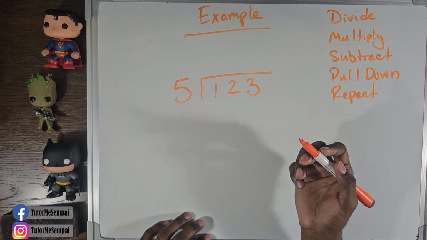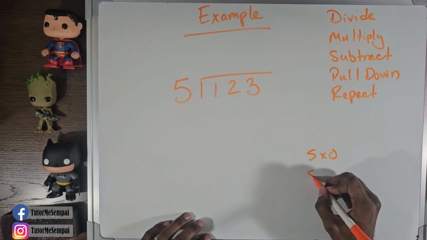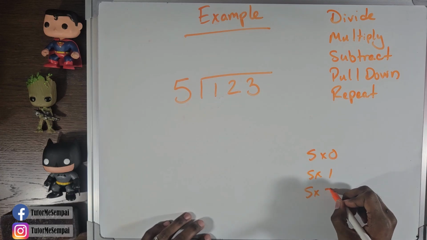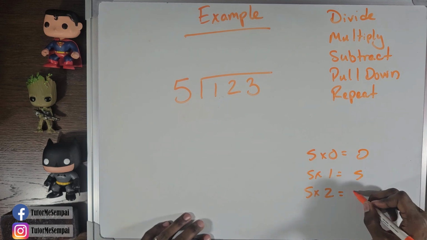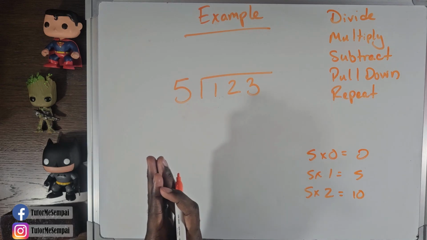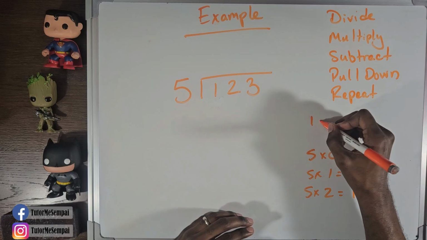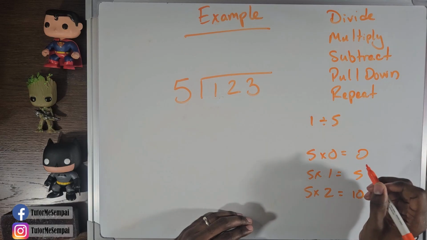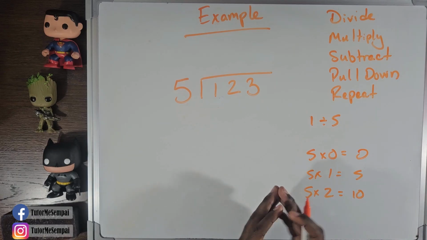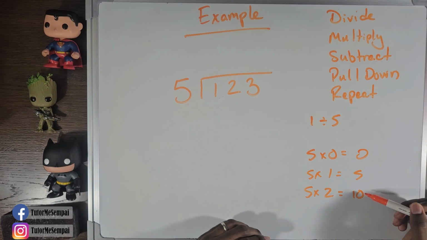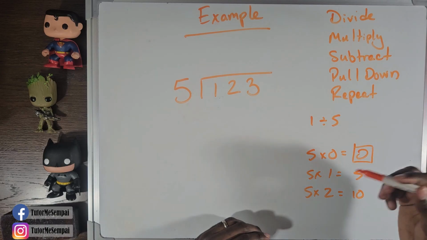Can we do that? Well, let's look at our multiplication table for 5. We have 5 times 0, 5 times 1, 5 times 2, and I'll stop here for now. 0, 5, 10. Remember, we want to not go over our number. We are technically doing 1 divided by 5, right? What's the closest we can get to 1 divided by 5? Because 5 does not go into 1. 0. The closest we can get is 0 without going over.